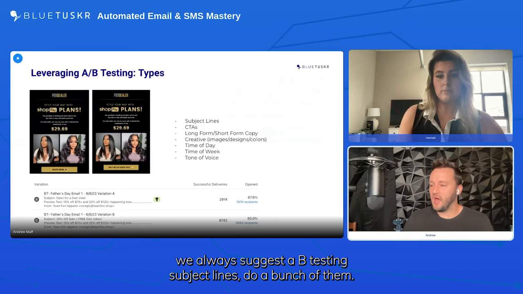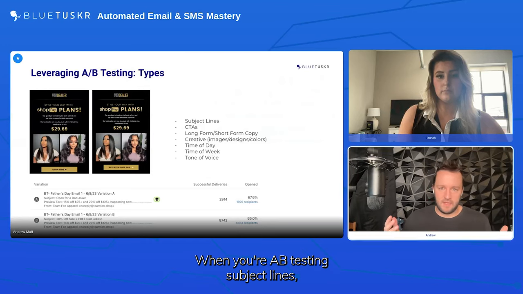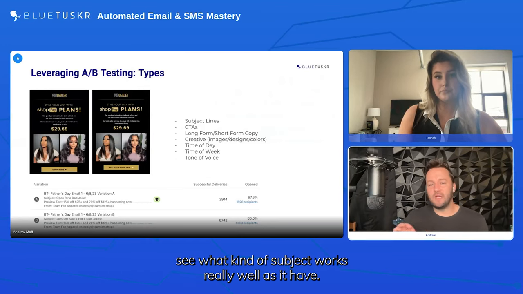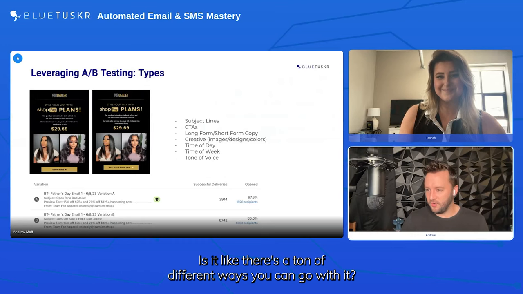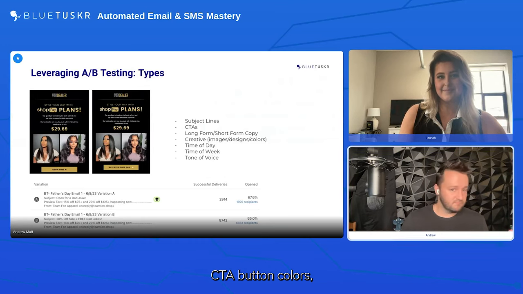We always suggest A/B testing subject lines. Do a bunch of them when you're A/B testing subject lines. See what kind of subject works really well. Does it have emojis? Does it not have emojis? Is it playful? Is it mean? There's a ton of different ways you can go with it. CTAs, button colors.